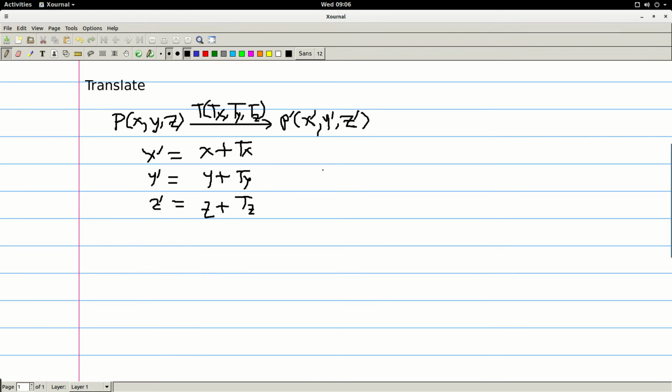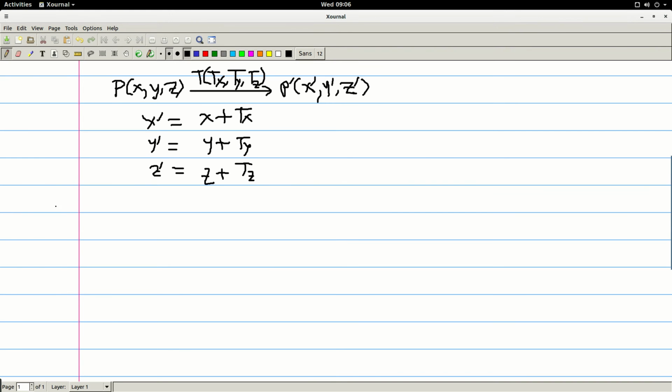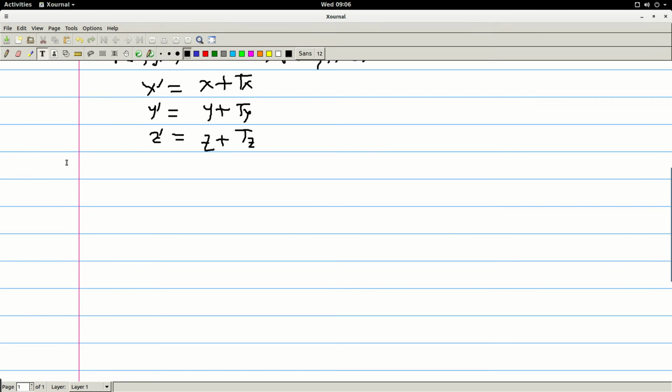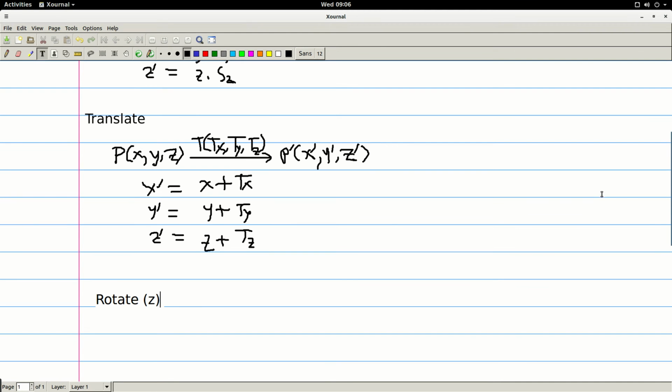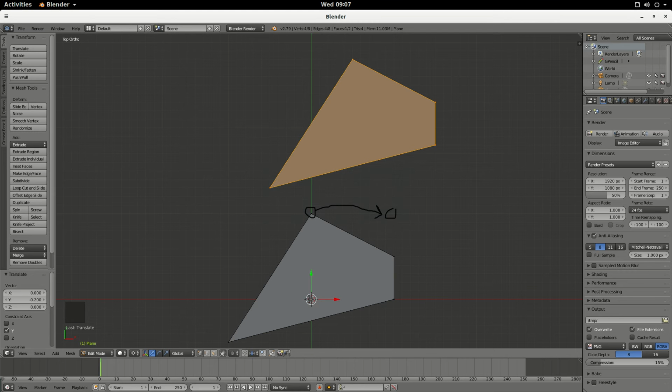Alright, so the final one, and I think it's better to do the construction over here, so I'll write it down. This is for rotation, and for rotation we have to pick a particular axis. Okay. Let's say we're talking about the z rotation only. It can be the x rotation, it can be the y rotation. It can also be rotation about any arbitrary axis, not just x, y, and z. It can be any axis that you define by yourself.